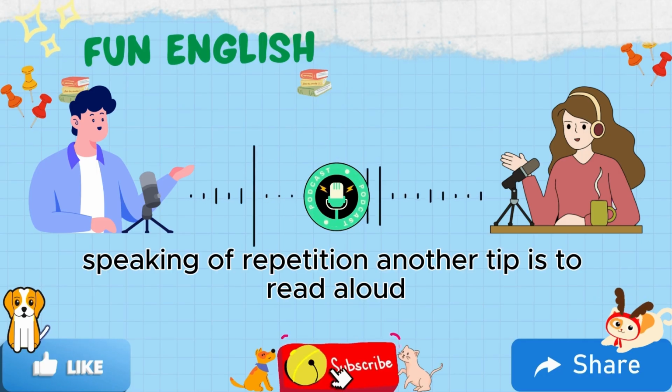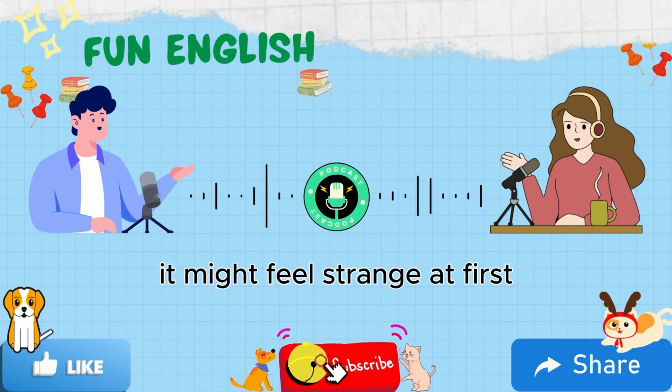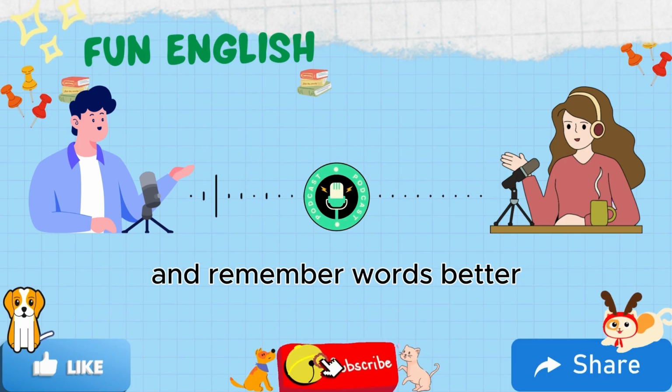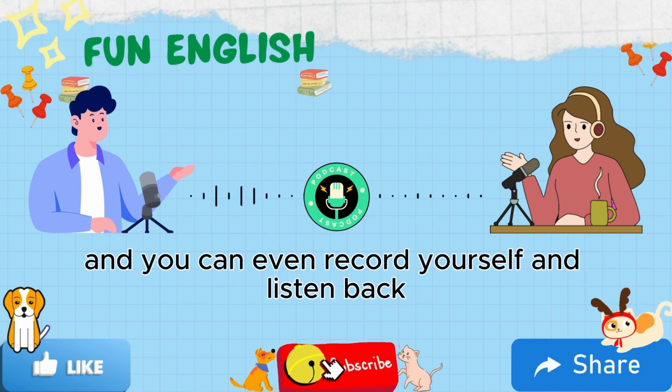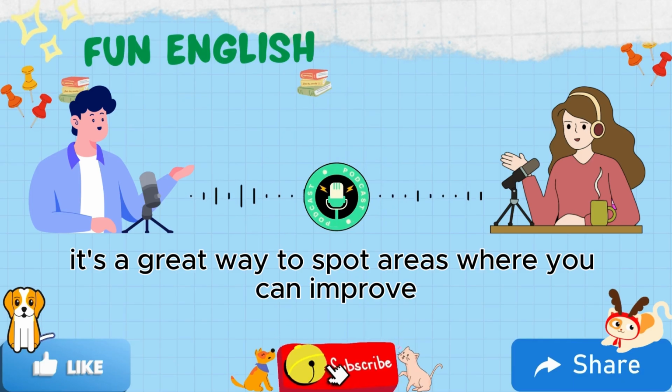Speaking of repetition, another tip is to read aloud. It might feel strange at first, but it helps you practice pronunciation and remember words better. Absolutely, and you can even record yourself and listen back. It's a great way to spot areas where you can improve.